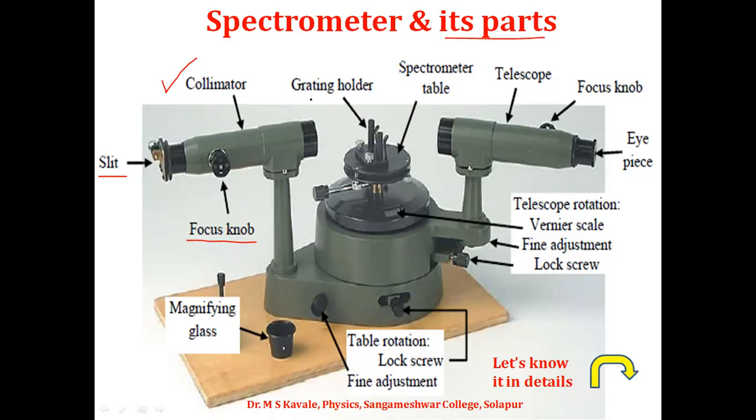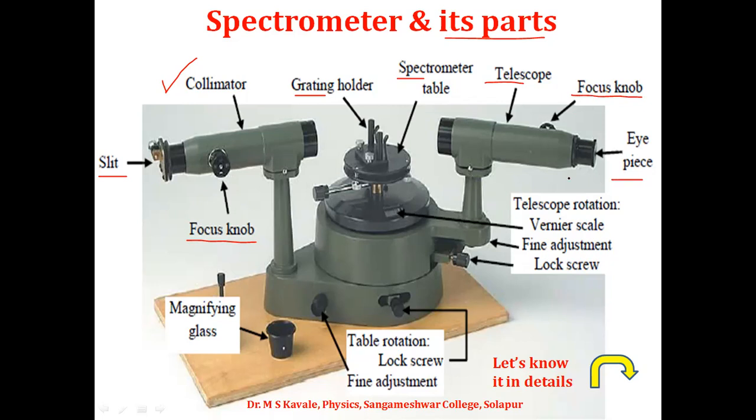After the collimator, we have a grating holder like this. Then the spectrometer table, also called the turn table, or the prism table. After the prism table, we have the telescope like this. To adjust the focusing of the telescope, or to clarify the image and obtain a bright and well magnified image, we have a focus knob, and after the focus knob we have an eyepiece.